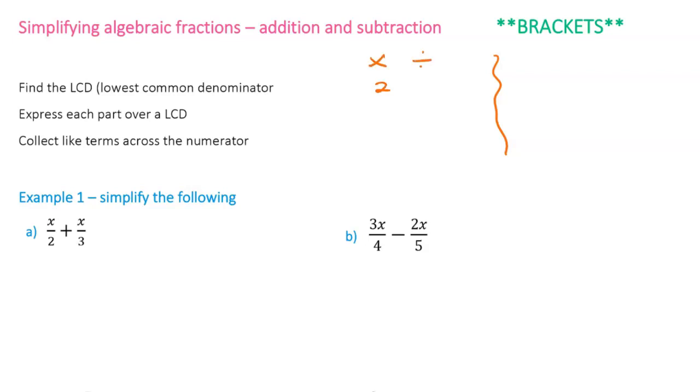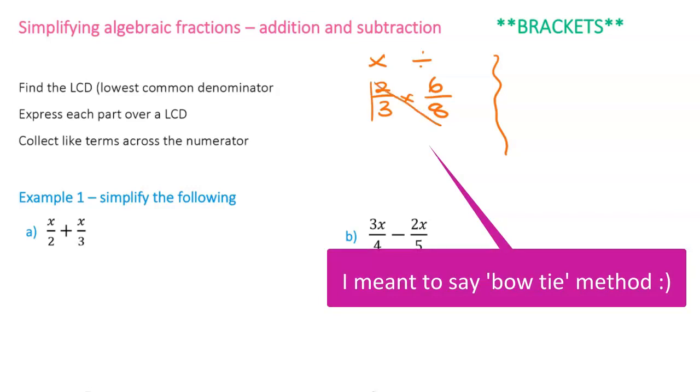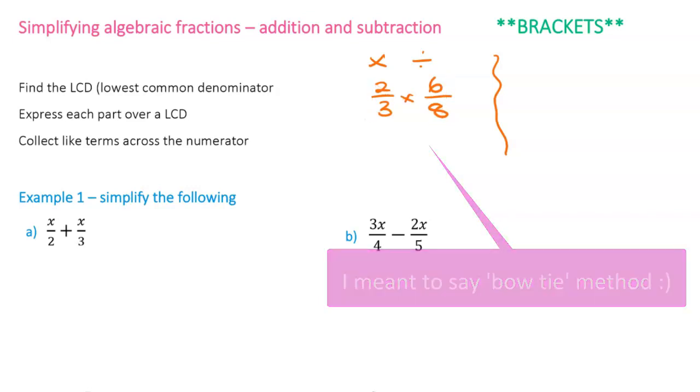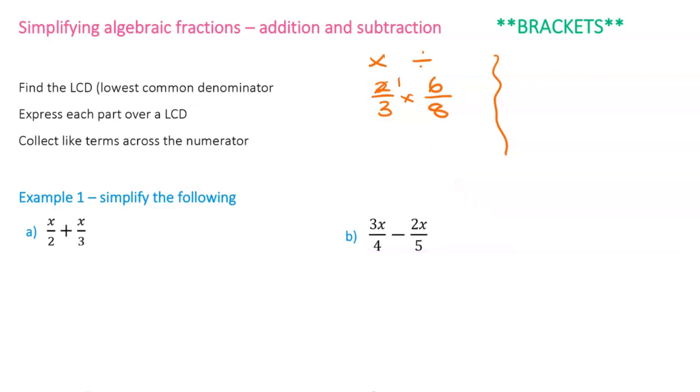And if you had something like 2 over 3 times 6 over 8, you could think about doing the cross method. So you could cancel things down using that. That would mean 2 goes into 2 once, and it goes into 8 4 times, 3 goes into 3 once, and it goes into 6 twice. Basically, we were thinking about cancelling stuff down.